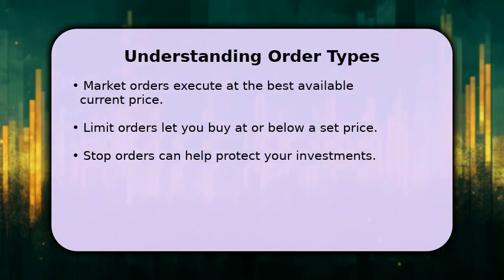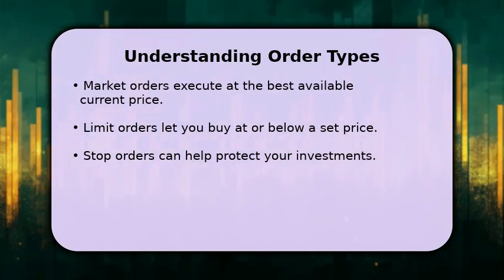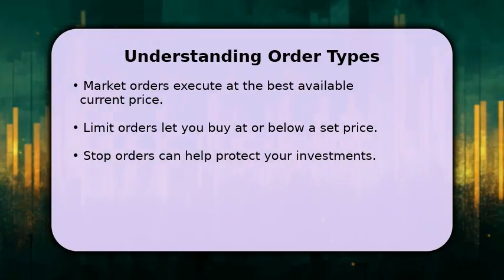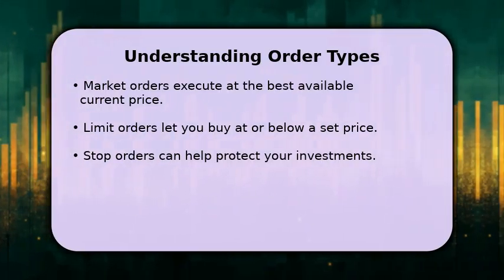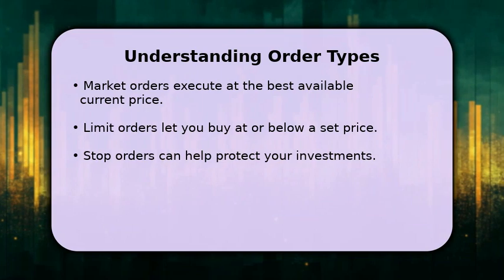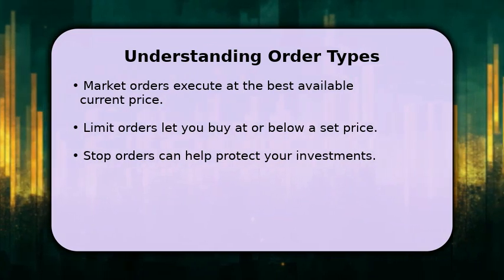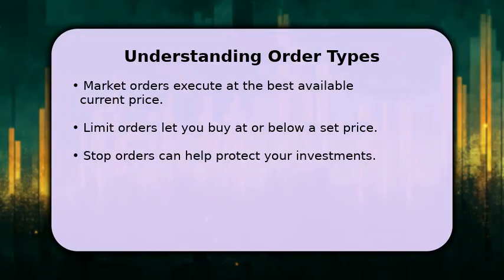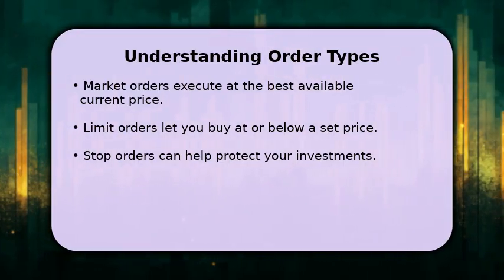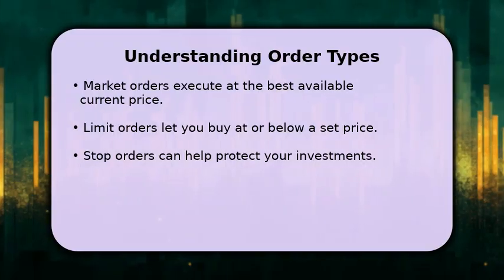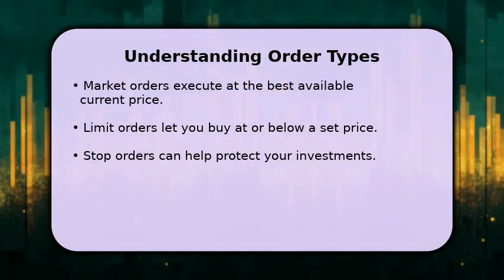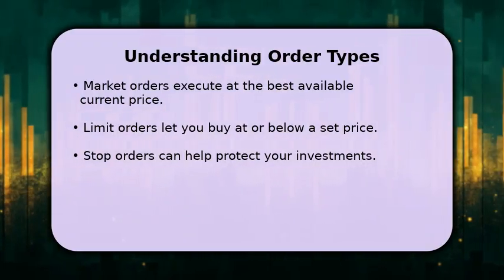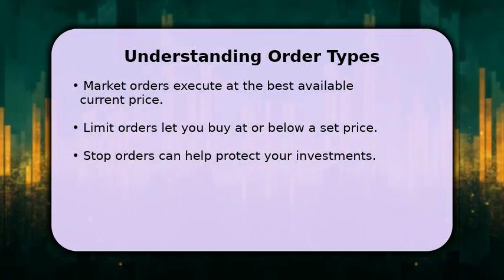Understanding order types is crucial for effective trading. A market order will execute your trade almost instantly at the current market price. A limit order, however, allows you to specify the maximum price you are willing to pay, ensuring you do not overspend. Stop orders can be used to automatically sell a security if it drops to a certain price, helping to limit potential losses. After placing your order, you can track its status in the Orders section.